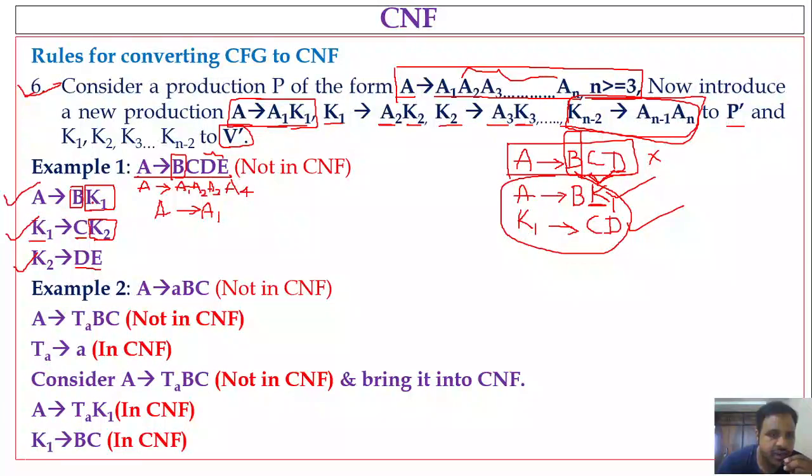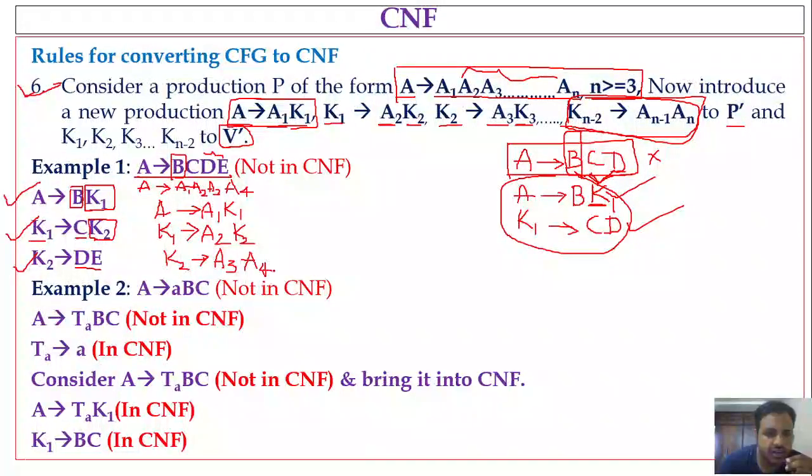The next remaining part we represent with K1. Then what is this K1? K1 denotes C. C is nothing but our A2 as per our rule. Next, the remaining part is K2. What is K2? K2 denotes D. D is nothing but A3 and E is nothing but A4.